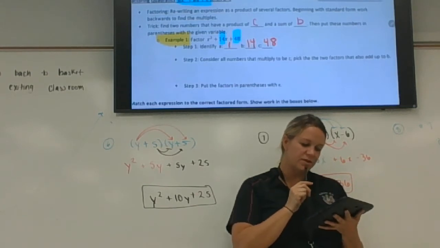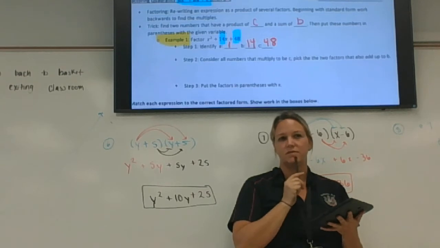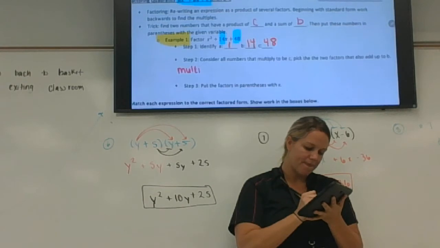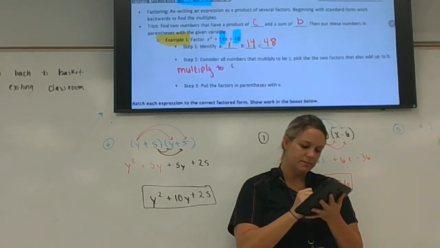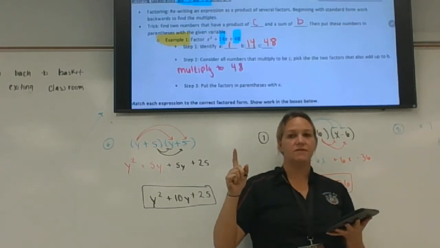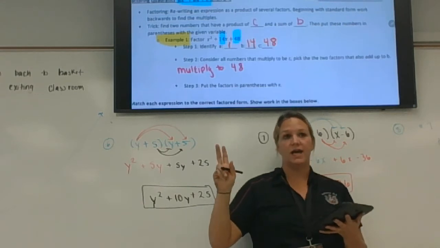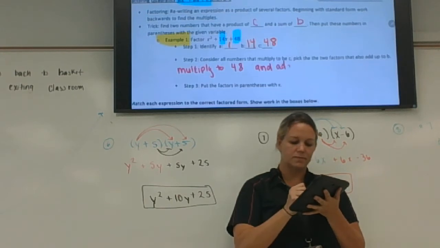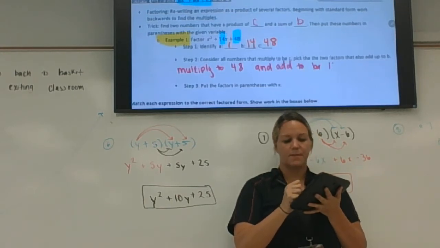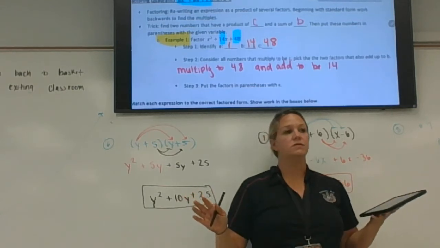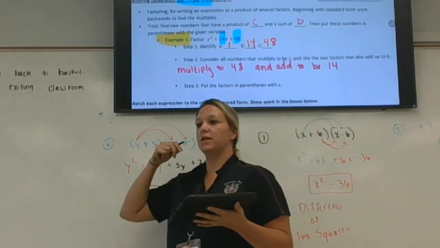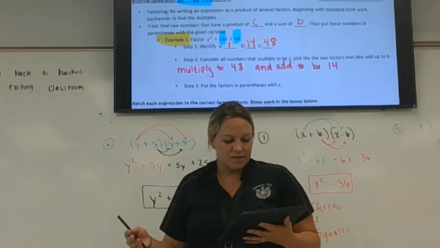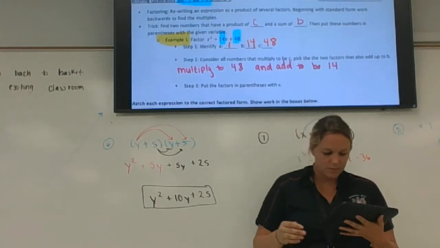Step 2, consider all the numbers that multiply to C. There are lots of numbers that multiply to 48. We very specifically want the two numbers that add up to 14. I'll be completely honest with you, the kids in the room that come up with multiplication tables the quickest go through this the quickest. If you don't come up with them quickly, it doesn't mean you can't do it.